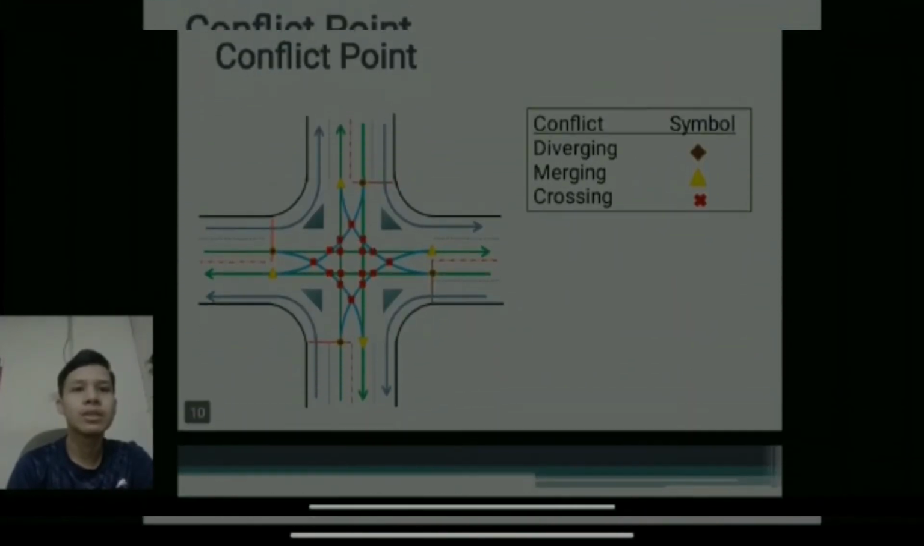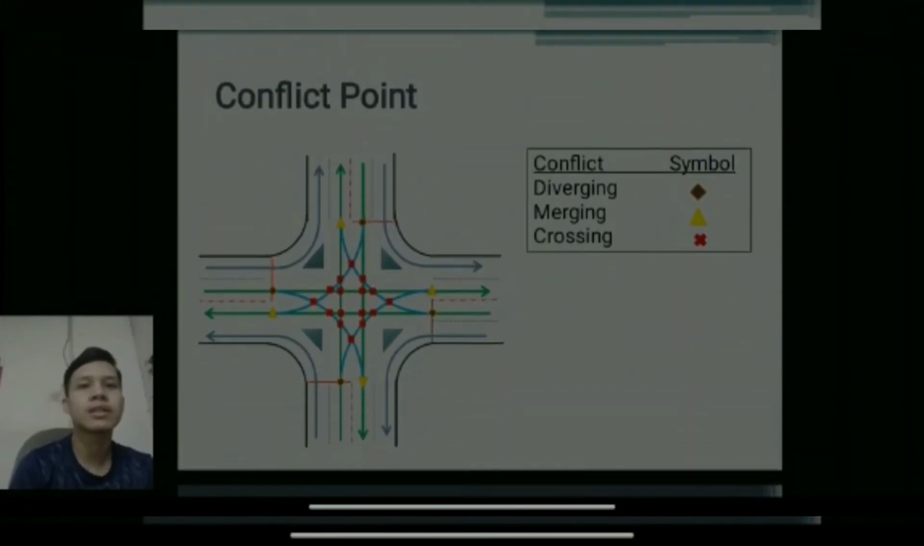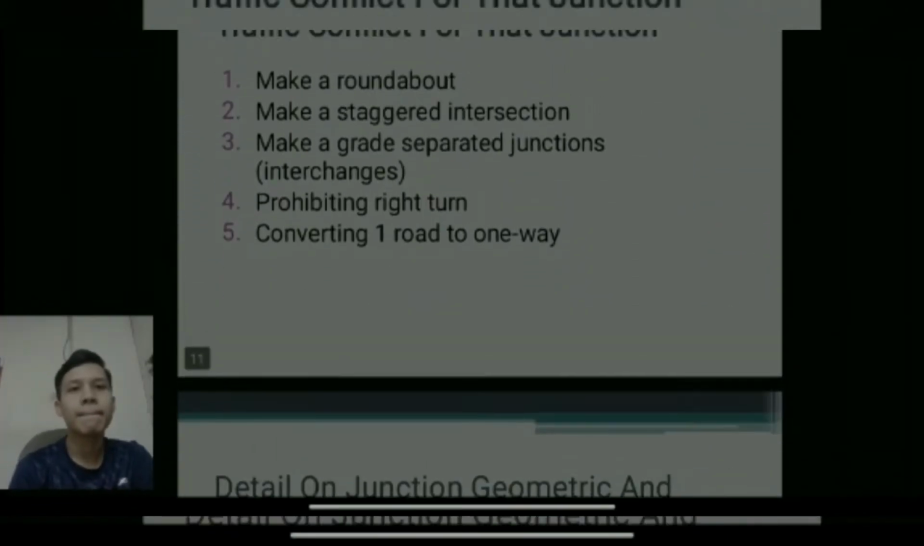So these are the conflict points, of which we have 3, each with its own symbol: first diverging, the second merging, and the last one crossing.